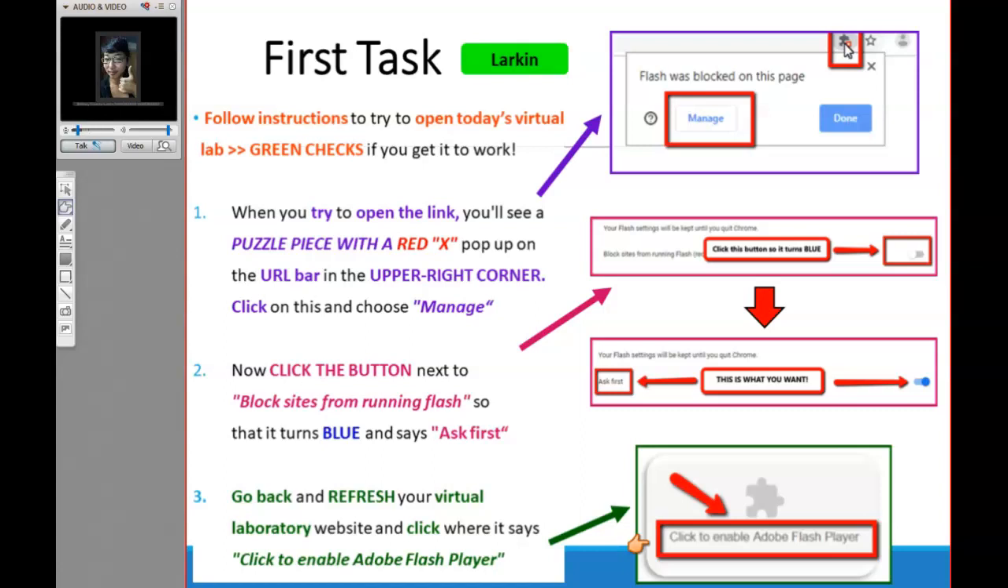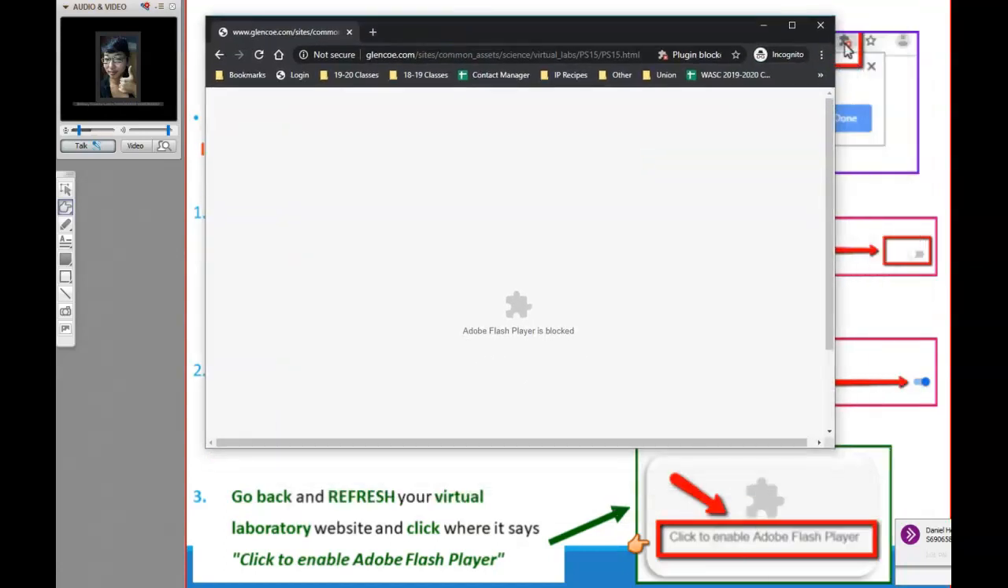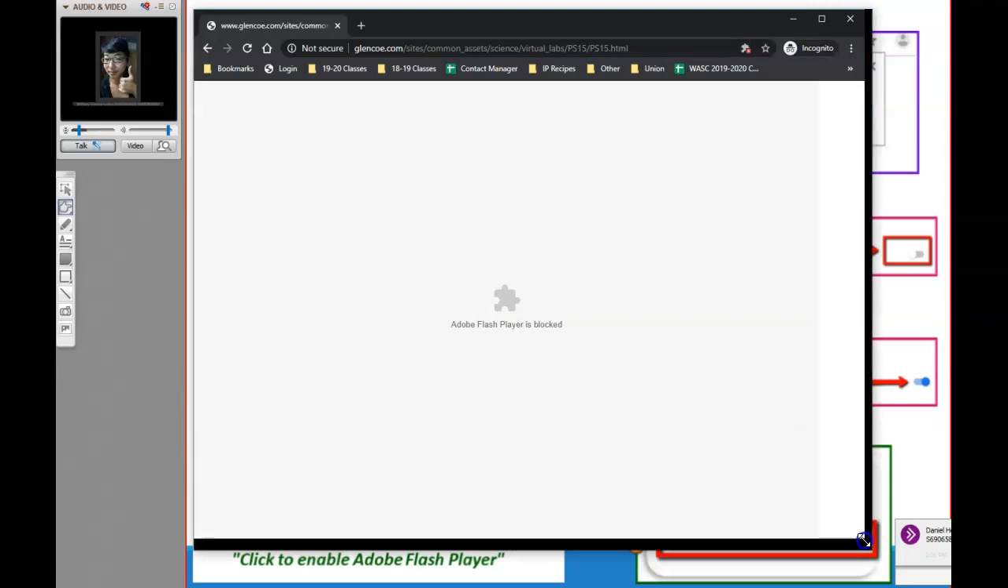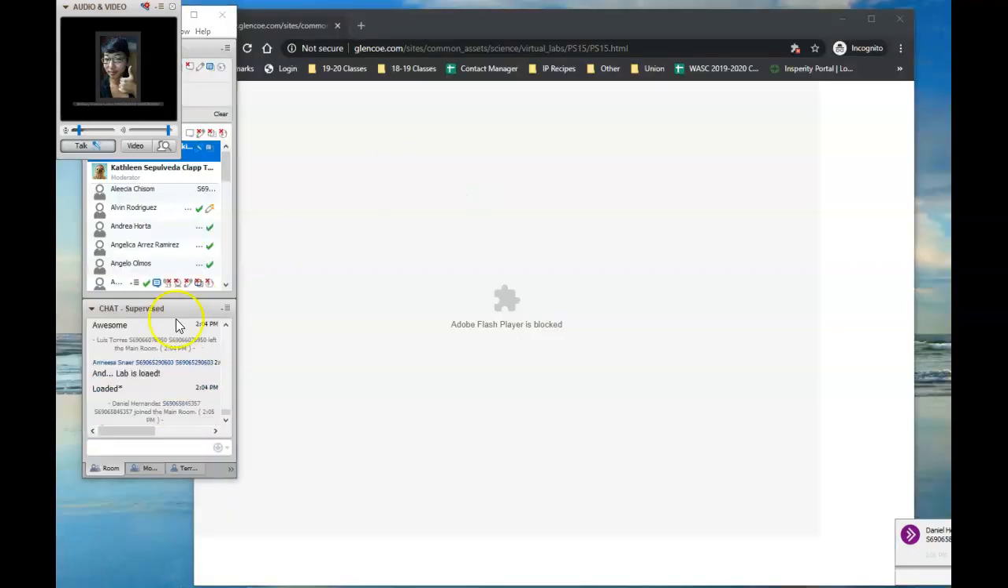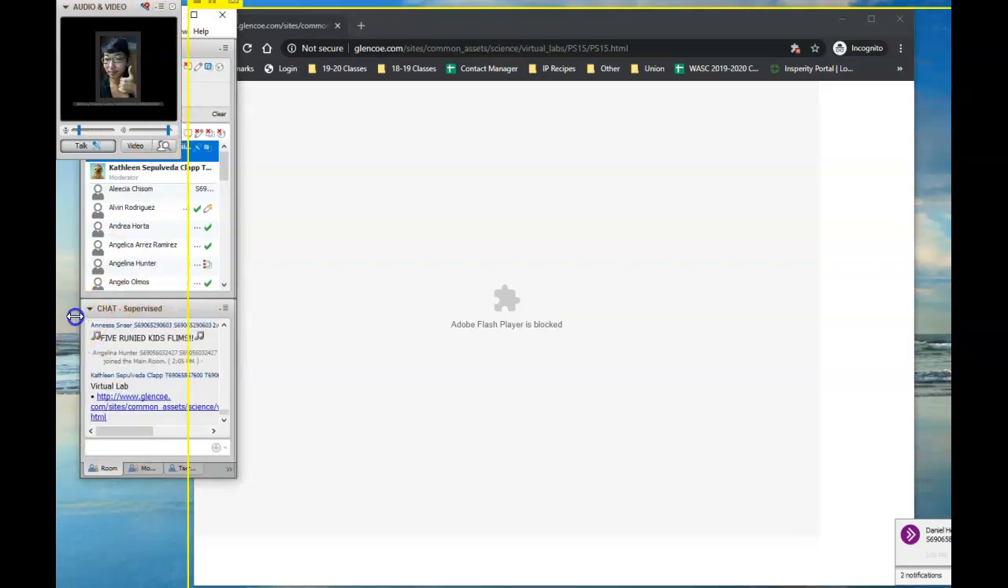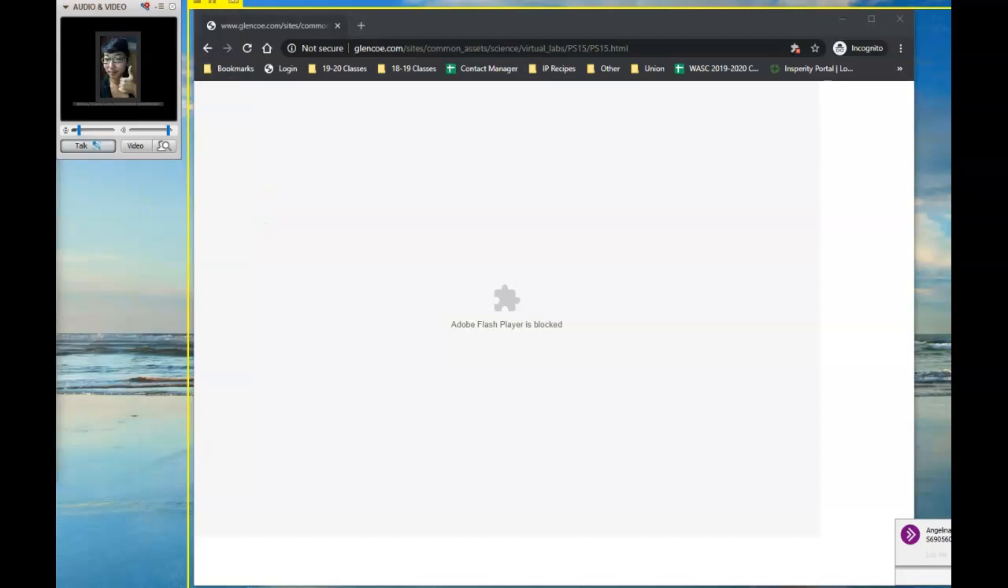Okay, let me go ahead and go to an incognito window and try this one. Perfect. Okay, so let me go ahead and show you exactly what this looks like up on the whiteboard. All right, so let me share this with you up on the board. Awesome, your lab is loaded. I love it. Okay, I'm going to go ahead and move this over.